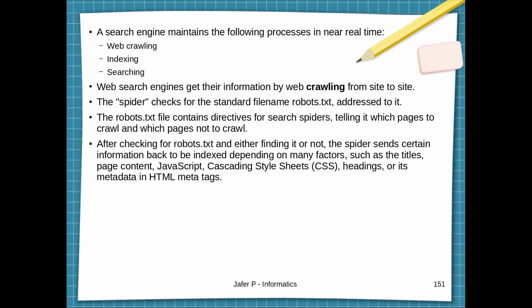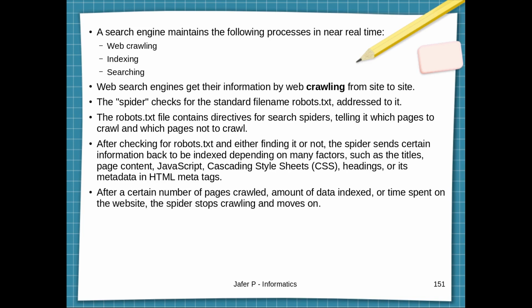And after checking for robots.txt and finding it or not, the spider sends certain information back to be indexed, depending on many factors such as the titles, page content, JavaScript, cascading style sheets, headings, or its metadata in HTML meta tags. So after finding the data in a particular web page, robots.txt will give you certain indexed factors. What are they? Indexed factors such as the title of the page, page content, JavaScript, cascading style sheets, headings, or its metadata in HTML tags. So whatever data is there in the meta tag will be given back to the client. After a certain number of pages crawled, amount of data indexed, or time spent on the website, the spider stops crawling and moves on, right?